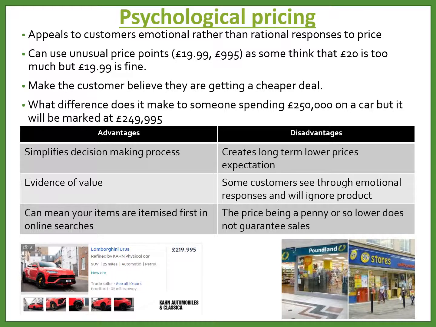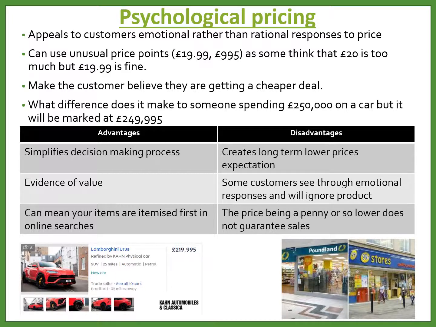Now, psychological pricing. It appeals to customers emotionally rather than rational responses to price. So people looking for a bargain usually, and it's usually using unusual price points, like, you know, £19.99 or £995. If you think that something is £20, that might be too much, but £19.99, well, it's under 20 quid. You will actually be quite more interested in it. But it's a penny. I mean, a penny wouldn't even buy you anything these days. So it can make the customer believe that they are getting a cheaper deal.